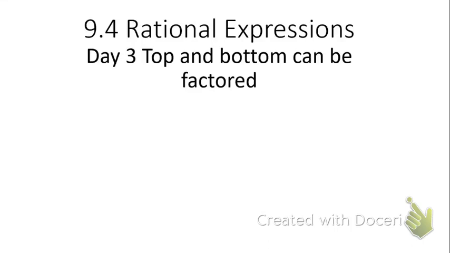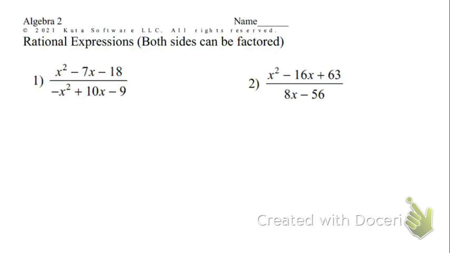Alright, so this is when it gets tough, ladies and gentlemen, because the top and the bottom of these rational expressions can both be factored. So we're going to start on top, and I'm going to try and color code the best I can. Two numbers that multiply to negative 18 and add up to negative 7. That would be 9 and 2 as long as the 9 is negative. So it'd be x minus 9, x plus 2 for the top.